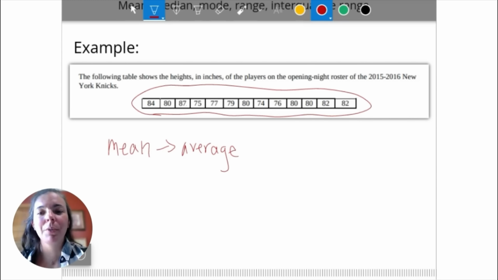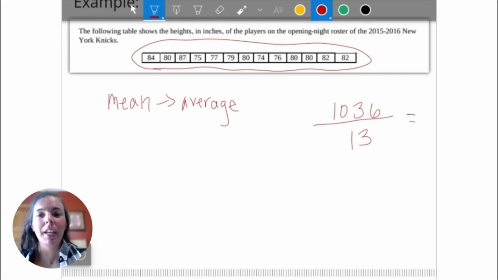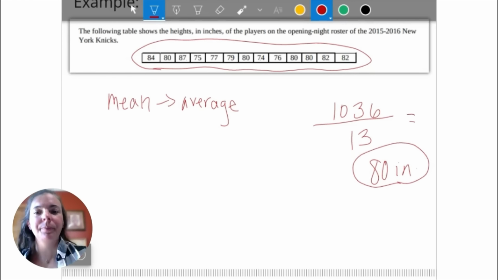So there's 1, 2, 3, 4, 5, 6, 7, 8, 9, 10, 11, 12, 13. So adding them all up, just plug them in your calculator nice and carefully. And when you add them up, you should get 1,036. And then we're going to divide that by 13. And let's just round to the nearest whole number. Okay, so the nearest inch would give me approximately 80 inches as my mean. So that is my average.